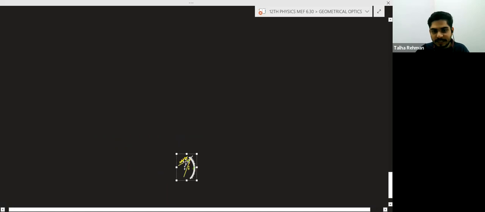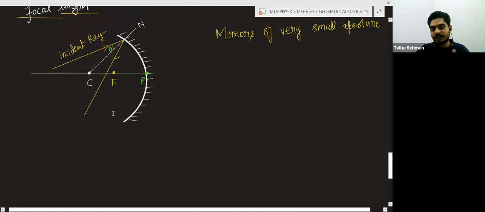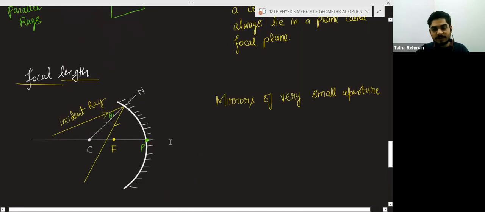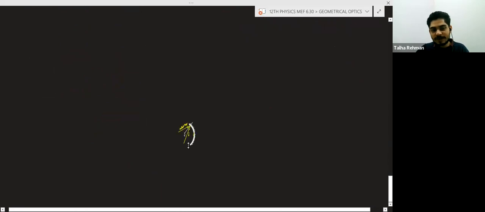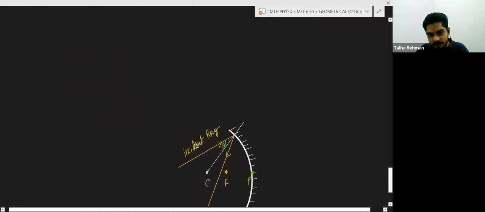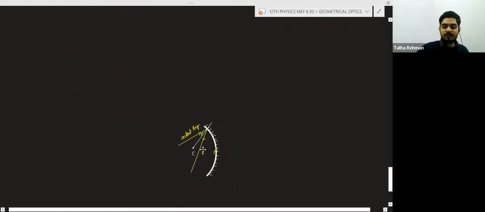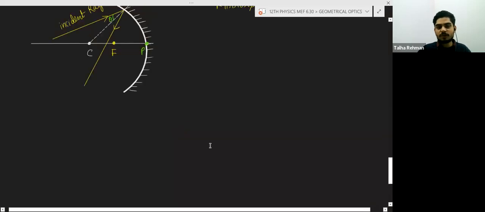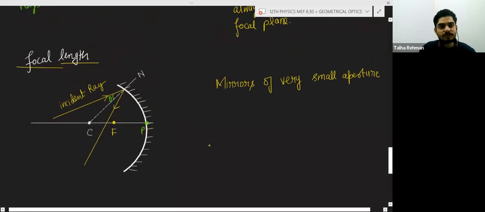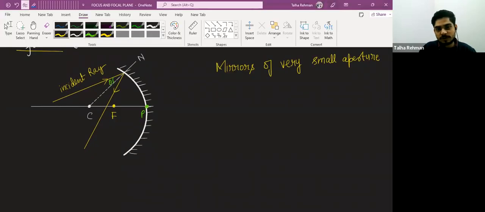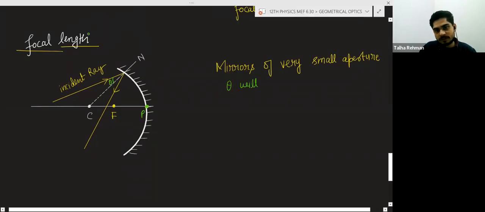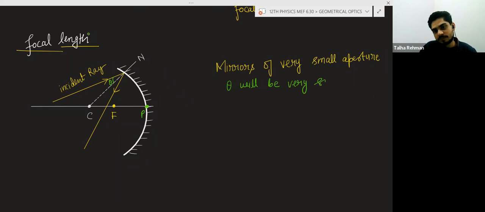So now where is the angle theta? This angle, this theta, is here. Now when the mirror has a small aperture, theta is decreasing. So basically for a very small aperture, this theta is also very small. Theta will be very small.